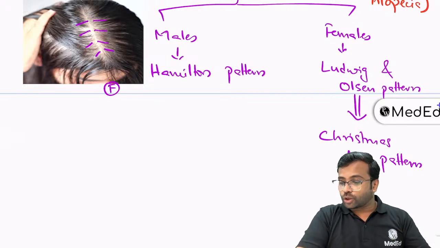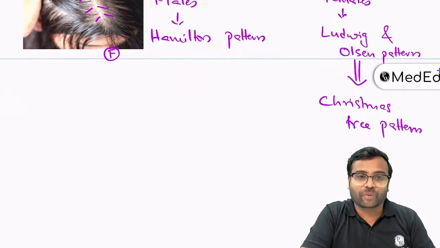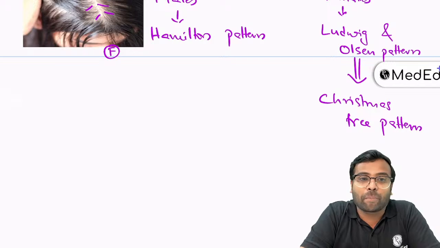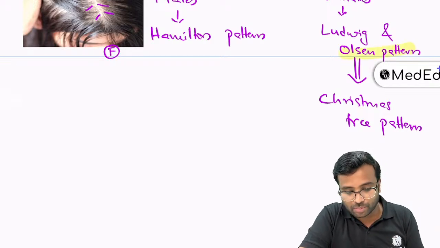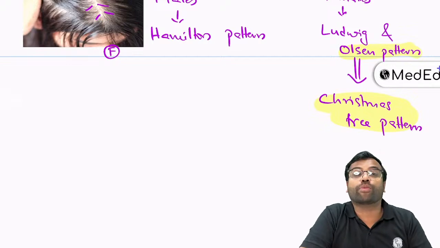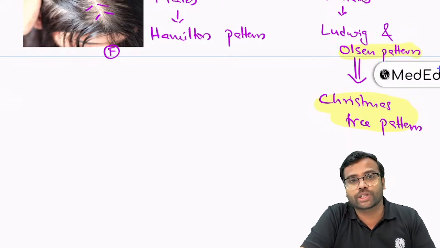So this is also called the Christmas tree pattern. Okay, so that is how it is being compared. So Olsen is Christmas tree. So all these things are going to be a case of patterned alopecia or androgenic alopecia.